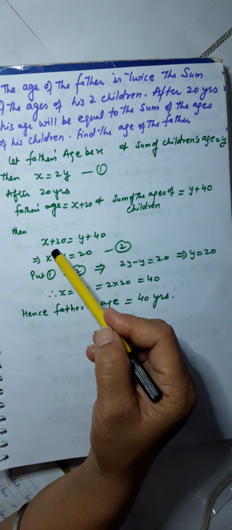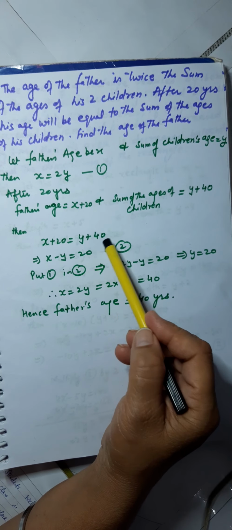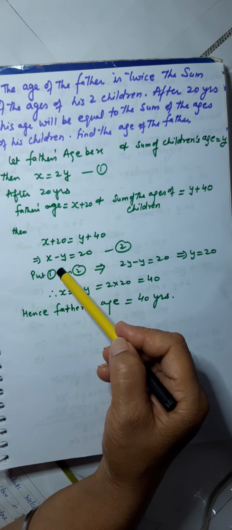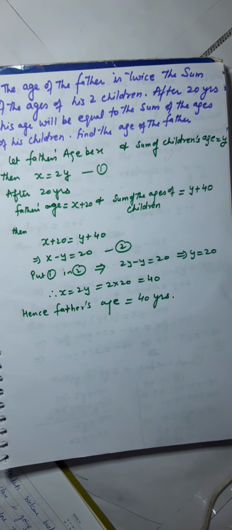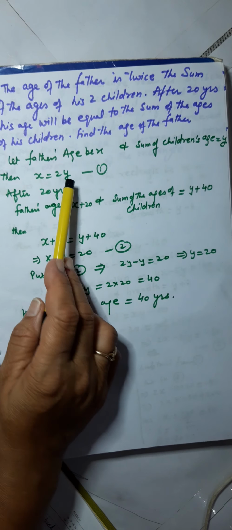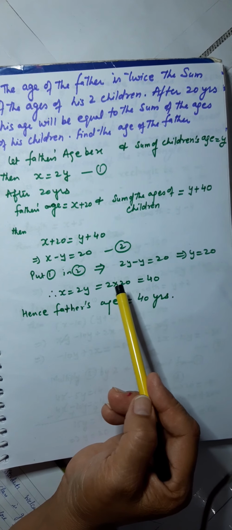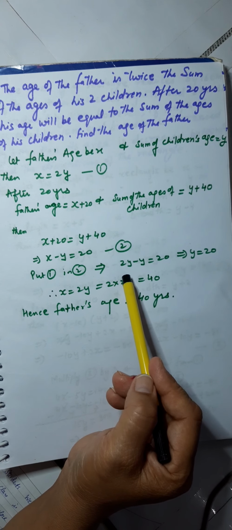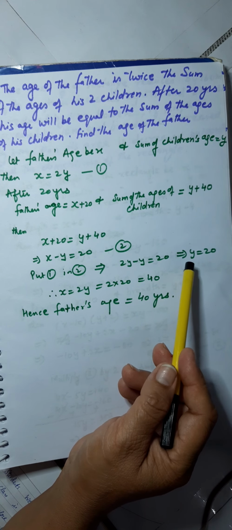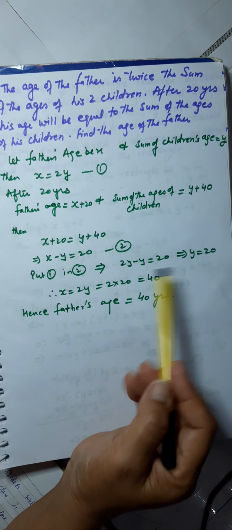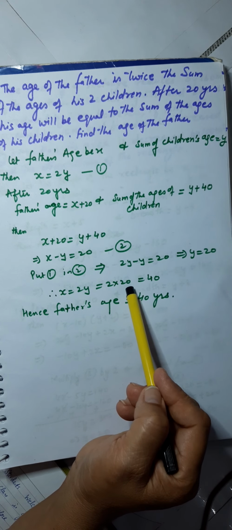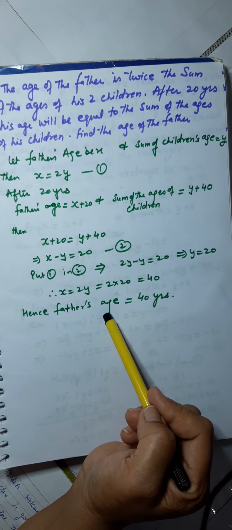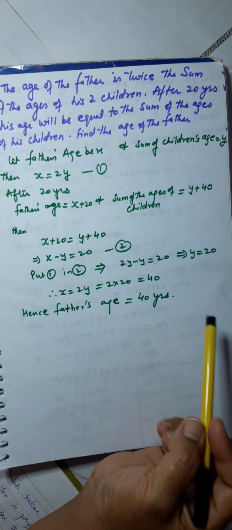So it will be x plus 20 is equal to y plus 40, which implies x minus y is equal to 20. Now I have two equations. x is equal to 2y and x minus y is equal to 20. So I will put number 1 in number 2, which implies 2y minus y is equal to 20, which implies y is equal to 20. And now what is x? x is equal to 2y. So this implies 2 into 20, which is equal to 40. Hence, father's age is 40 years.